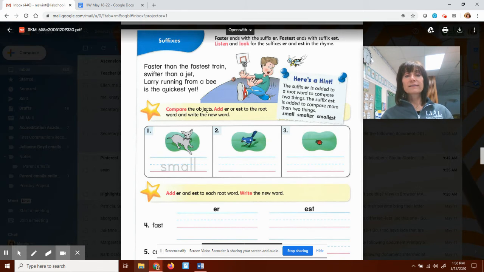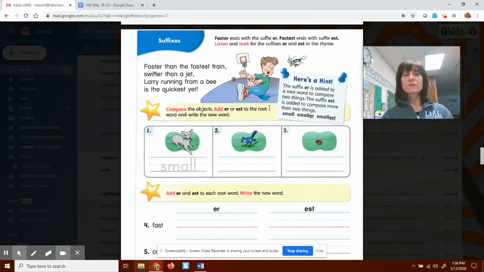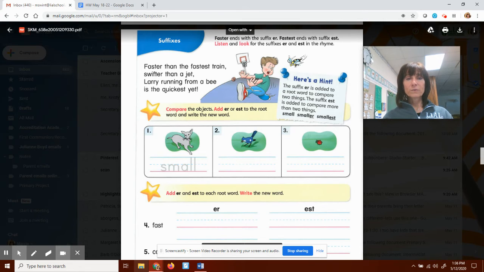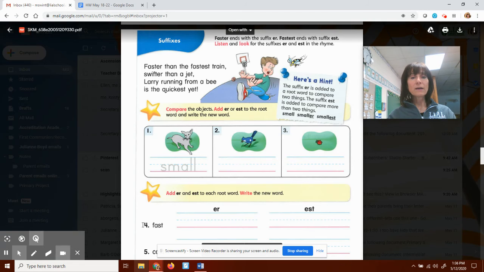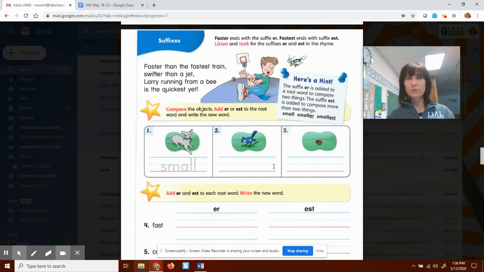Compare the objects. Add er or est to the root word and write the new word. So if I'm looking at this first word, this little animal is small. This bird, though, looks kind of to me like a cat. If I'm comparing the bird to a cat, is it smaller or smallest? Well, it's just 2 things you're comparing. You're comparing the bird and the cat. So then I know I need to write the word small and add an er. So that's what you're going to do there.